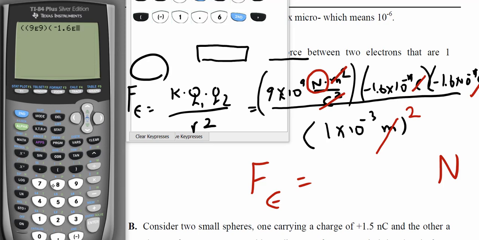Each calculator will have a different scientific notation capability. In most calculators, especially TIs, you push the second and you push a button where it says E. You can see a capital E. That's going to be your 10 to the power. So for example, you see how I have 9E9? That's 9 times 10 to the 9th power.